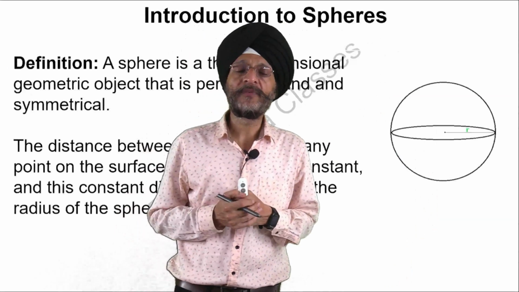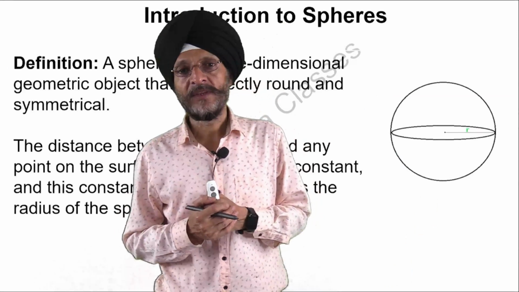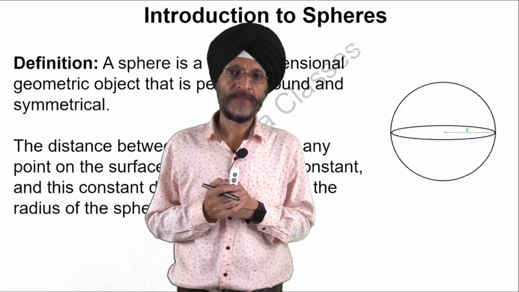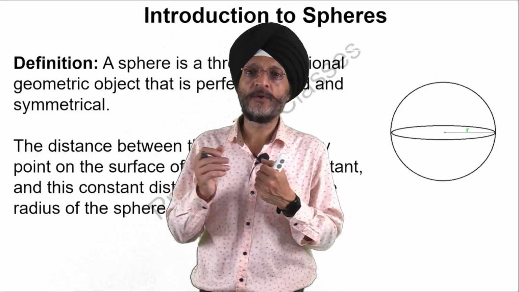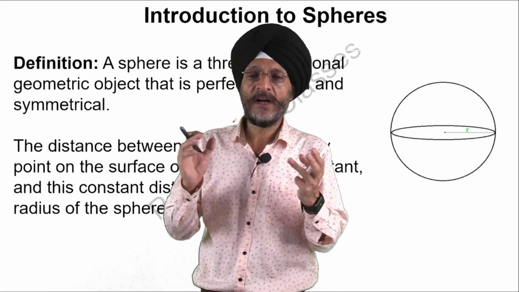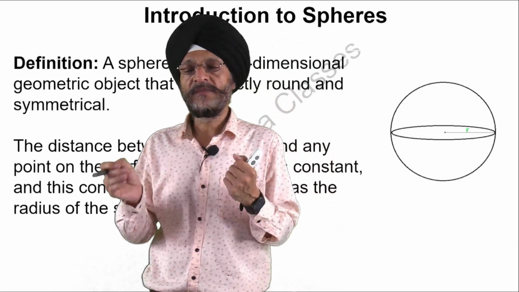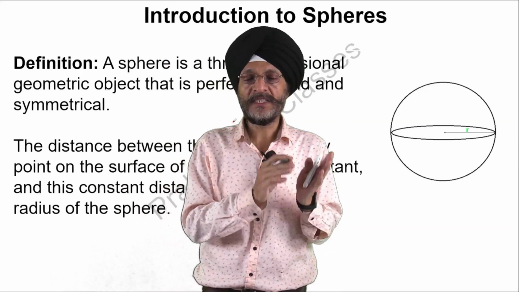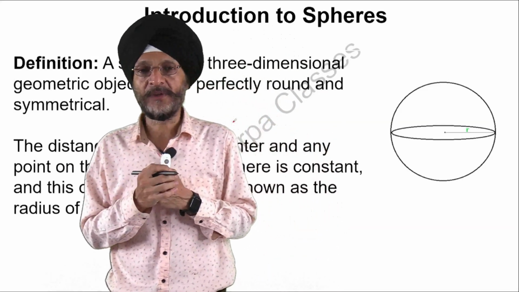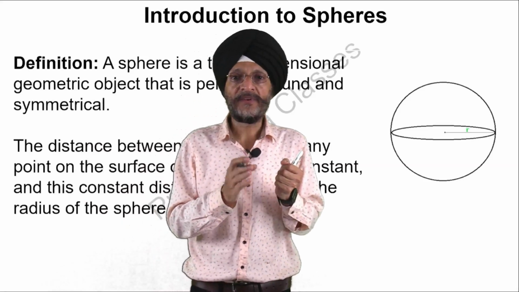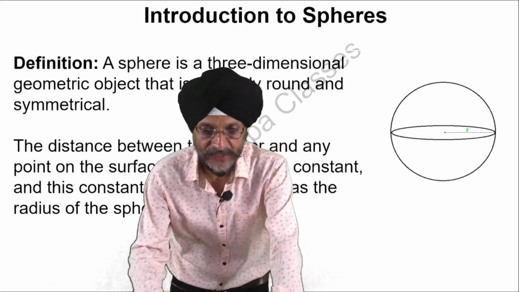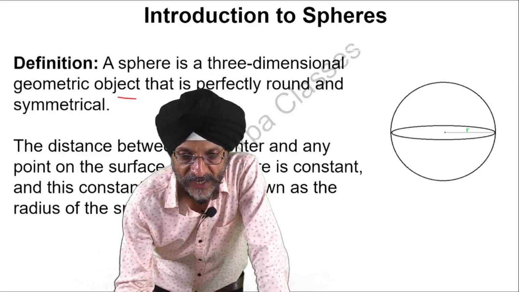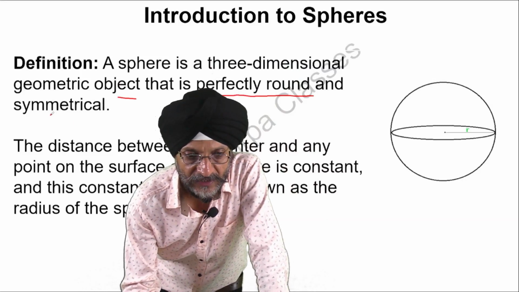Now the topic before us is sphere. Now we will discuss what is the meaning of sphere, what are the properties of a sphere. We will also understand the real world examples of sphere, and we will also learn the difference between sphere and hemisphere. First, we will define sphere. A sphere is a three-dimensional geometric object that is perfectly round and symmetrical.